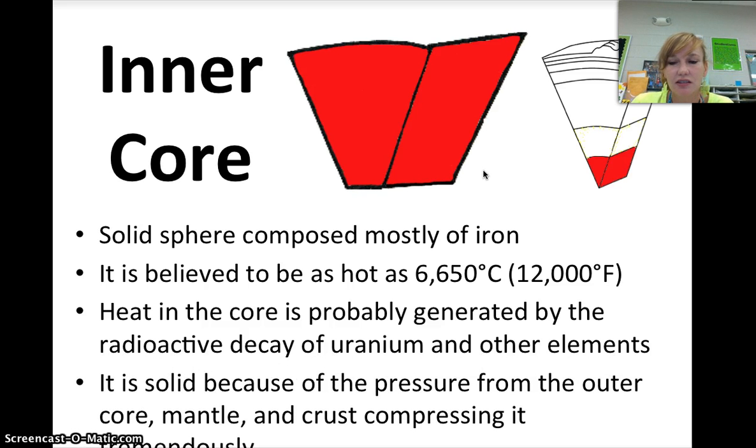It's solid. Now, at 12,000 degrees, you would think it would be completely melted iron, okay? But what happens is there's so much pressure there from all those other layers squeezing it that it can't move like a liquid, so it's not a liquid. To be a liquid, something has to be able to flow, and because that is being squeezed so much that it can't flow, it's considered a solid.